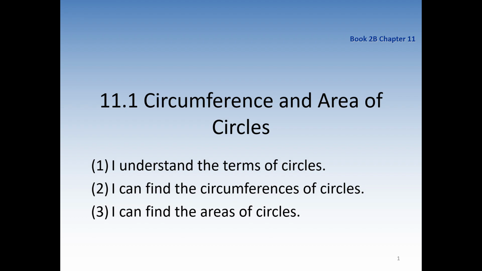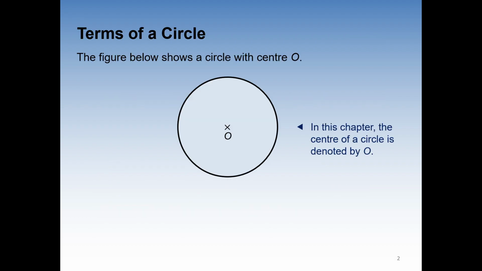Number 1. I understand the terms of circles. Number 2. I can find the circumferences of circles. Number 3. I can find the areas of circles. So in this chapter, we denote all the centers by O.